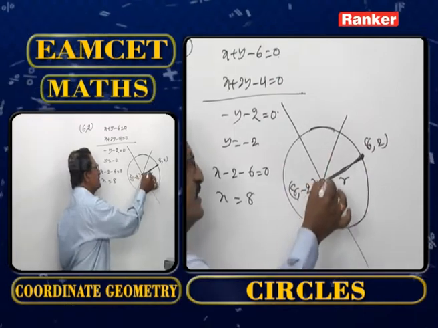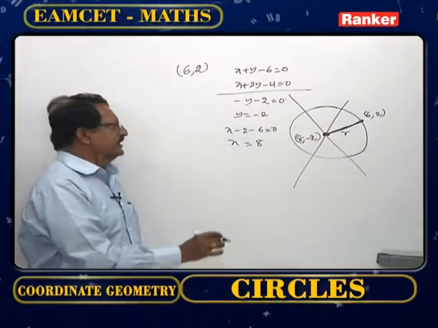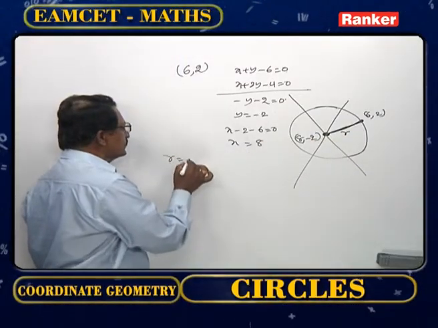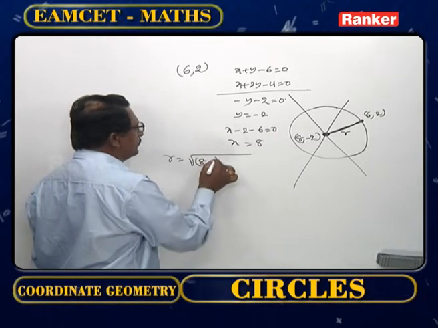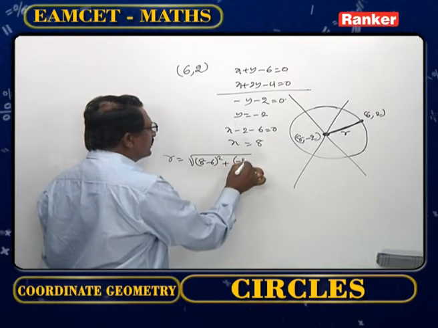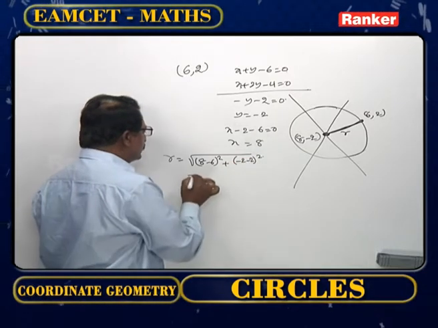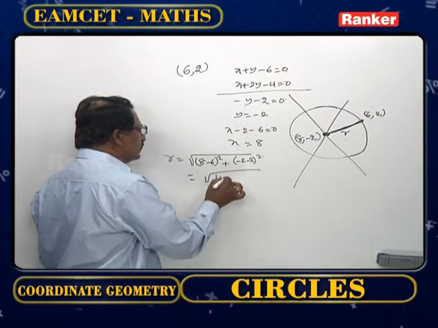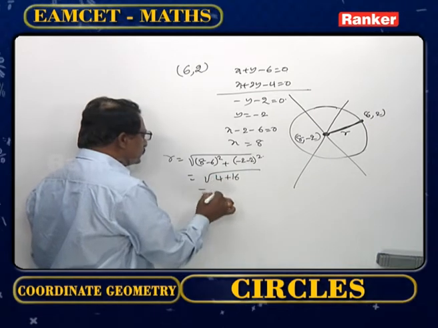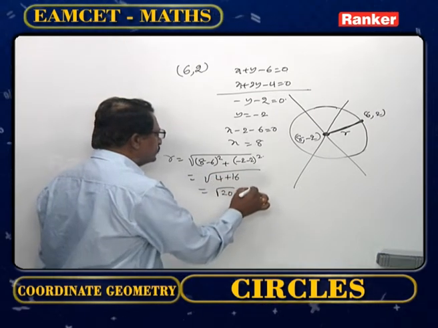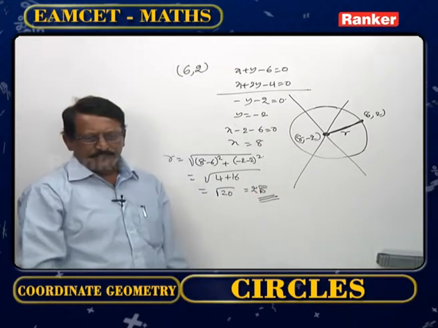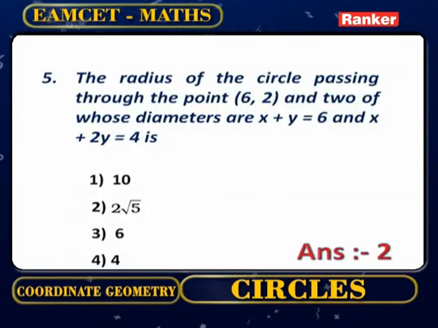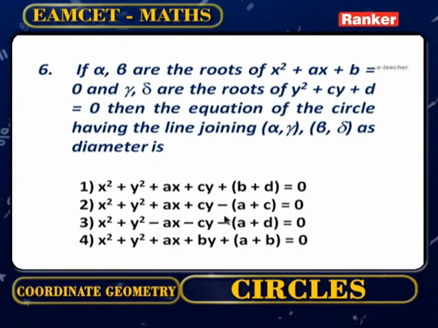Now the distance between the two given points is the radius. The radius of the circle equals the square root of (8 - 6) squared plus (-2 - 2) squared, which equals the square root of 4 + 16, which equals root 20, or 2 root 5. Now the radius of the circle is 2 root 5. Second option.